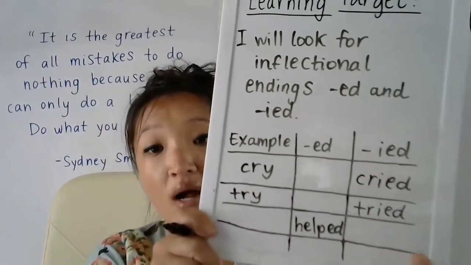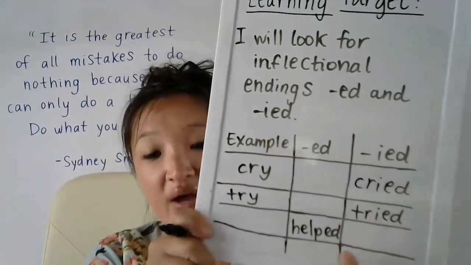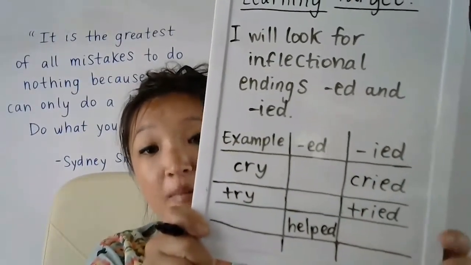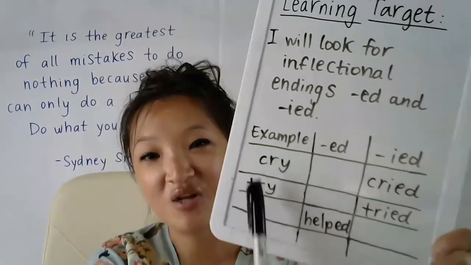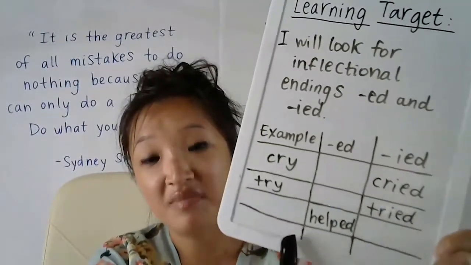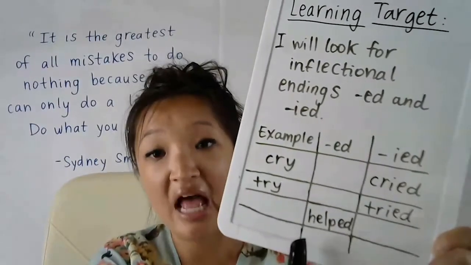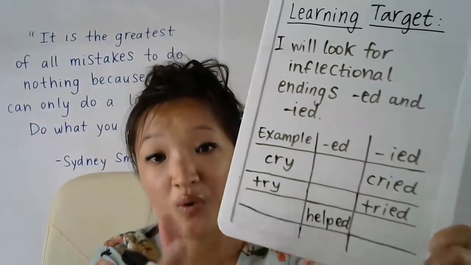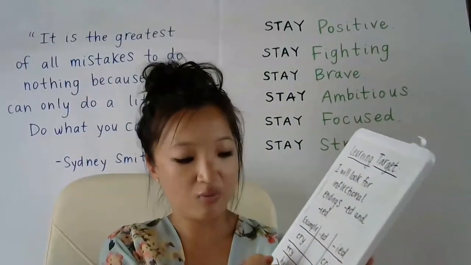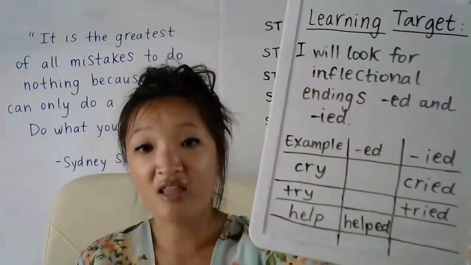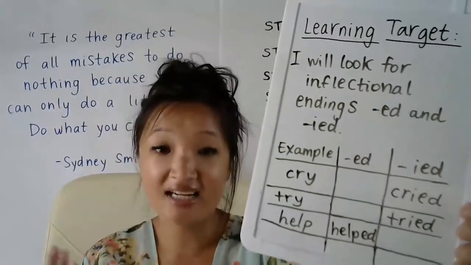So I have one kind of tricky one where I want you to tell me what the original example would have been. The word that already has the ending is the word helped. So what word do you see in there that the example word would have been? Just the word help. And again, there's no IED because it didn't end in a Y.